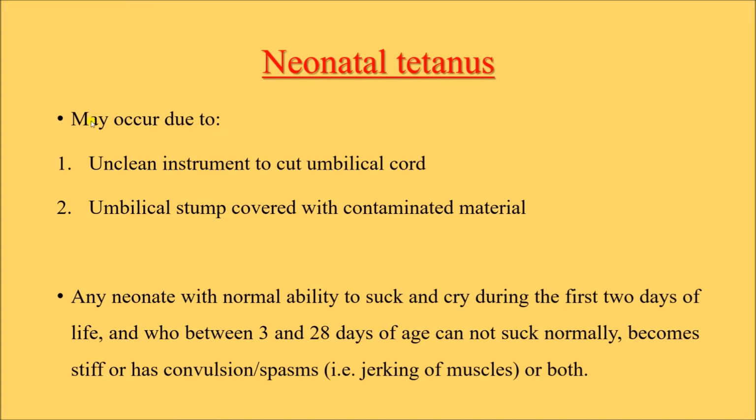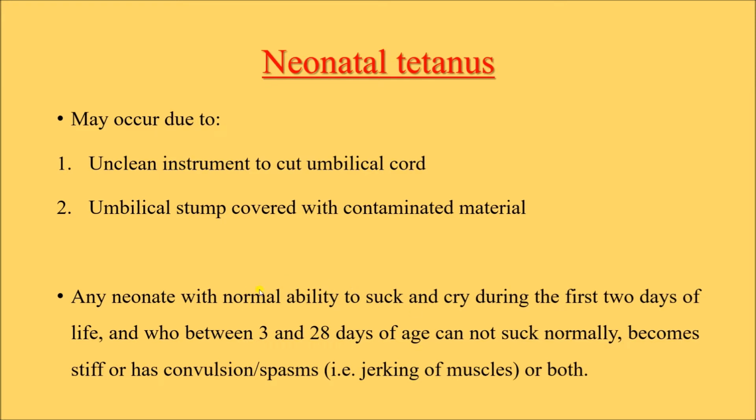Coming to neonatal tetanus, which may occur due to an unclean instrument used to cut the umbilical cord or application of contaminated material on the umbilical stump. So any neonate with normal ability to suck and cry during the first 2 days of life and who, between 3 and 28 days of age, cannot suck normally, becomes stiff or has convulsions or spasms, that is jerking of muscles, or both. So this is the typical feature of neonatal tetanus. Sometimes these features are given in the question and the examiner asks you about the diagnosis.